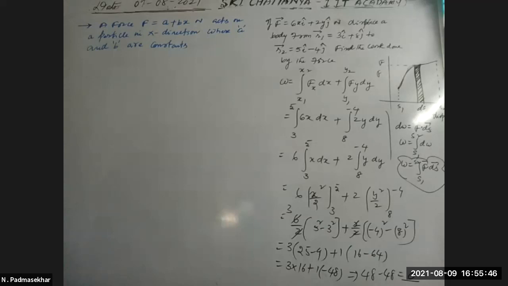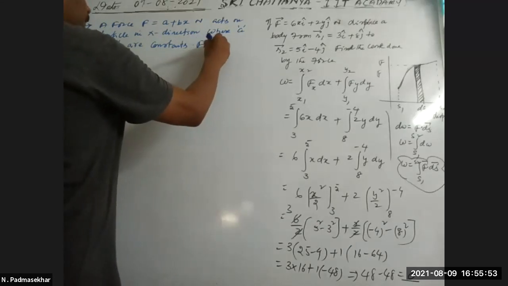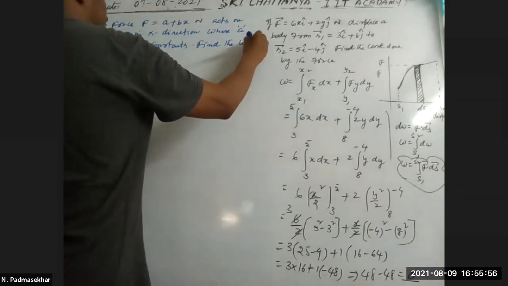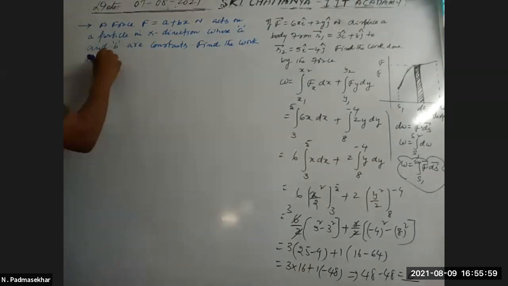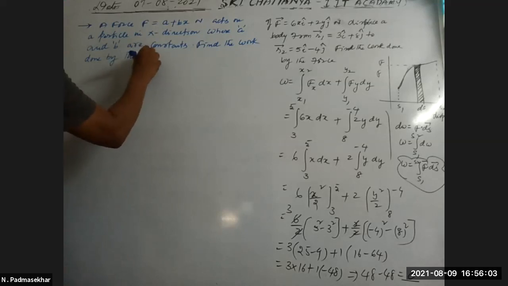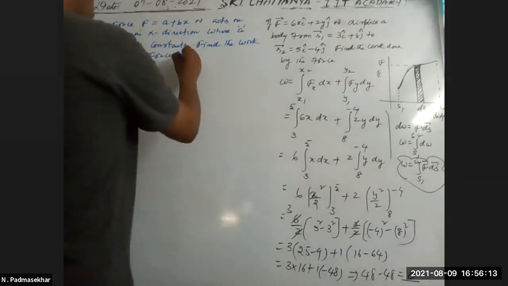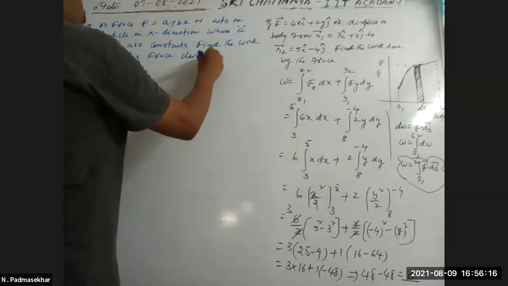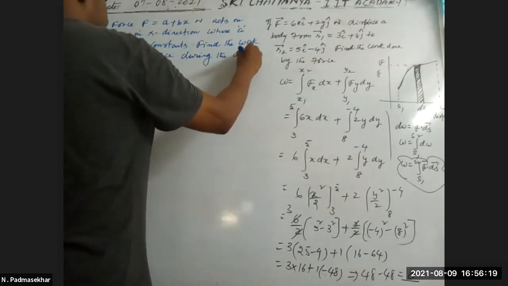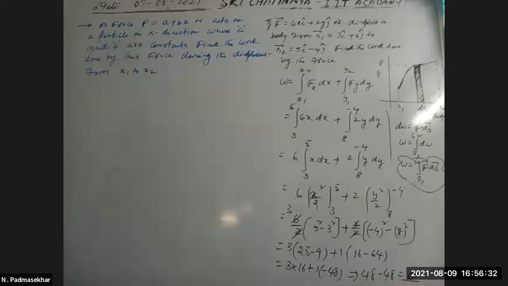A and B are constants. Find the work done by this force during the displacement from x1 to x2.